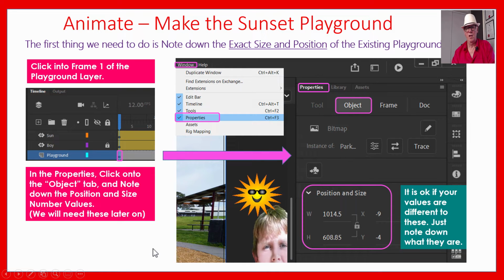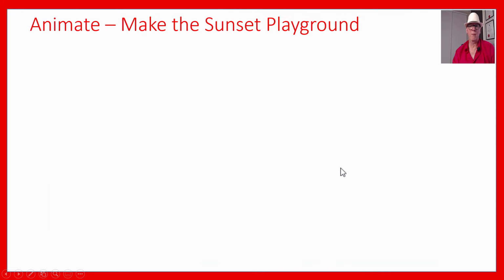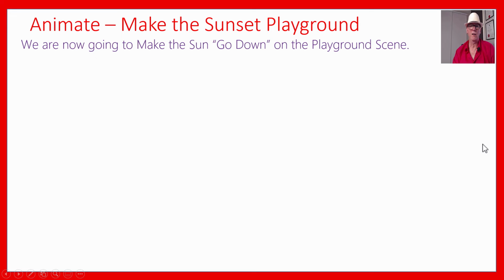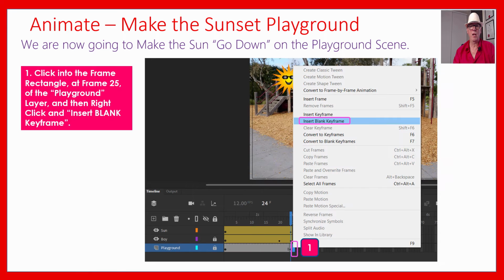But basically we have to note down the position. So you're going to have width and height and the X and Y coordinates, which we'll explain later in the video how X and Y coordinates work in Animate, because it's slightly a little bit back to front to what they do in mathematics. Now we're going to make the sun go down on the playground scene.